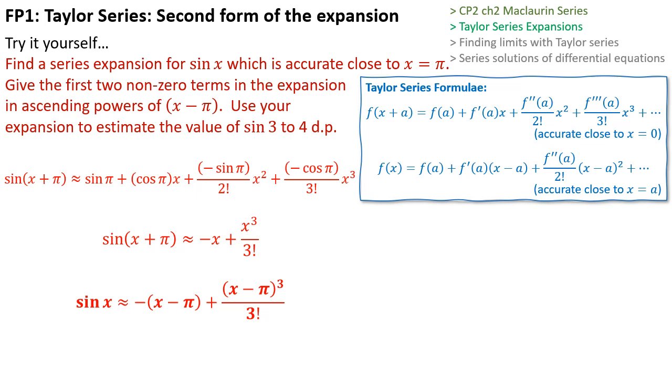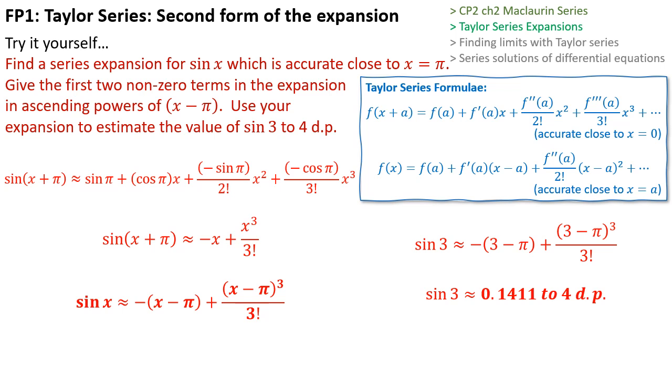So the alternative is to do the substitution straight away, to replace x with x minus pi. And on the left, that gives you sine of x, and on the right it gives you minus (x minus pi) instead of minus x, and it gives you (x minus pi) cubed over 3 factorial instead of x cubed over 3 factorial. And now you can sub in whatever you like. So you can put in 3, we get minus (3 minus pi), add (3 minus pi) cubed over 3 factorial. You can evaluate that, and we get 0.1411, which in fact is accurate to 4 decimal places. So it's a surprisingly good approximation for the value of sine.